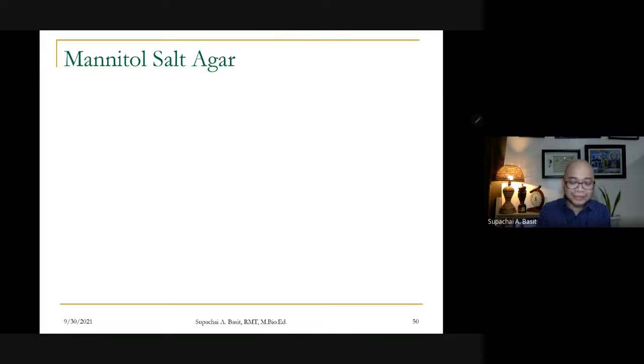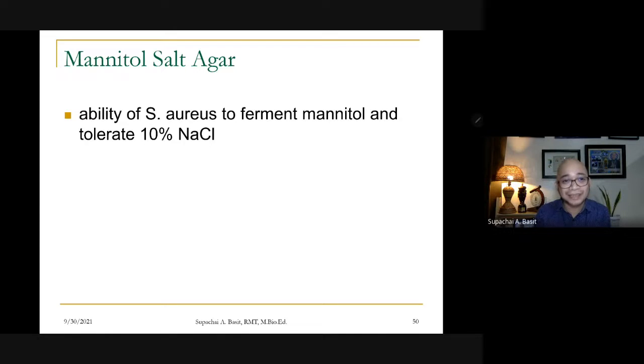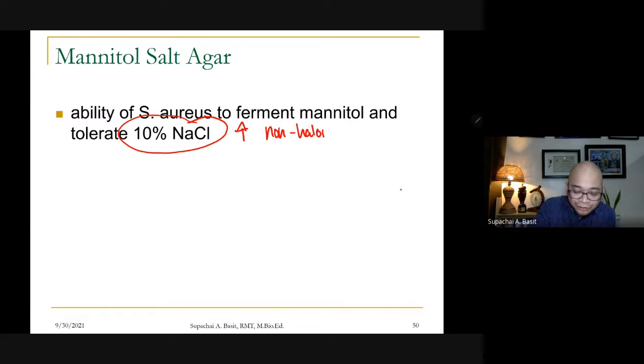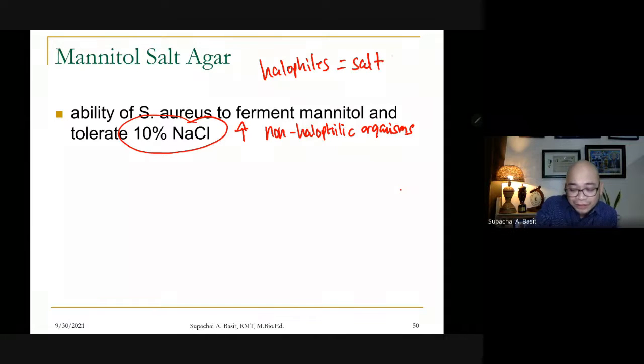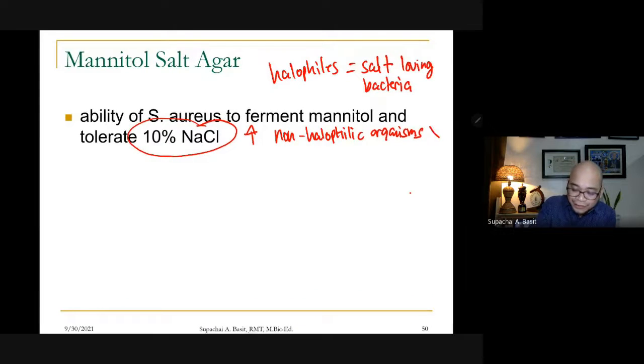Okay. Or for example, in the case of mannitol salt agar, you add a very high concentration of salt. And since you have added a very high concentration of salt, non-halophilic organisms will not be able to grow. So what do we mean by halophiles? Halophiles are salt-loving bacteria. So that's what we mean by halophiles. By adding a very high salt concentration, non-halophilic organisms, okay, will not be able to grow.